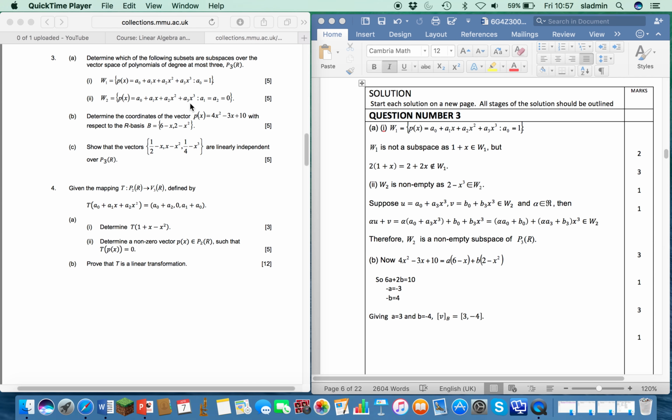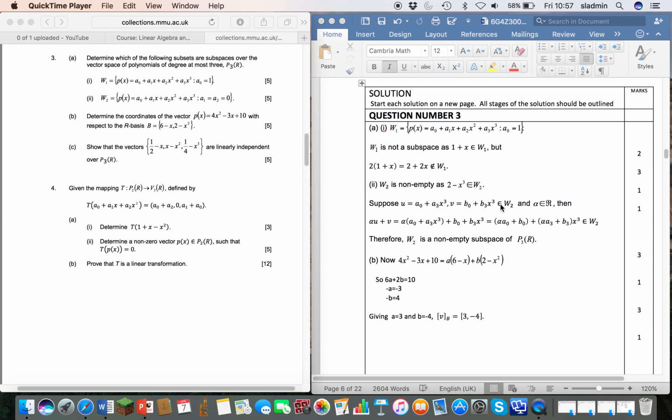For W2, we have polynomials of this form where you can see the coefficient of x is 0 and the coefficient of x squared is 0. So as long as you have a polynomial where the coefficient of x and the coefficient of x squared is 0, then that polynomial will belong to W2. So first of all, we want to show that it's non-empty. The polynomial 2 minus x cubed does belong to W2 because the coefficient of x is 0 and the coefficient of x squared is 0. Now this is a subspace, so we have to prove it's true in general.